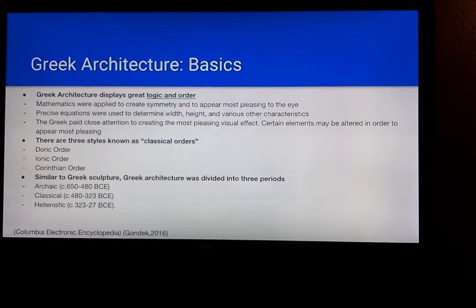There are three styles known as classical orders. The styles include Doric, Ionic, and the Corinthian orders. Similar to Greek sculpture, Greek architecture was divided into three periods: the Archaic, Classical, and lastly, the Hellenistic.